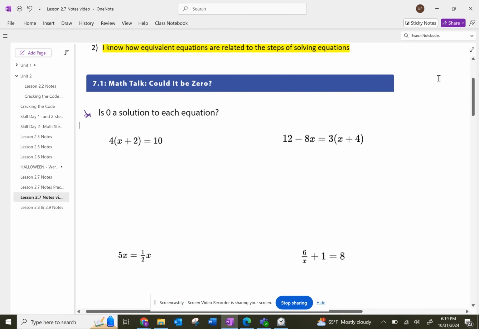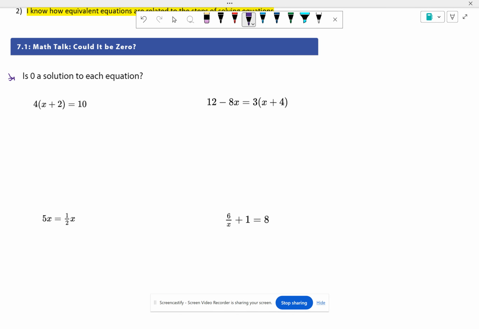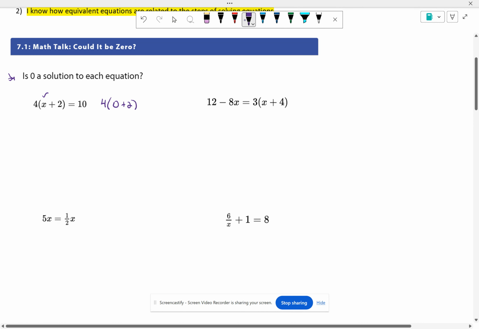Alright, time's up. So, let's see what we did here. If I want to check if 0 is a solution, I've seen 2 main ways students tend to attack this problem. The first is, well, what if I actually replace x with 0? Let's see, does this give me 10? Well, 0 plus 2 is 2, and this parentheses means multiplication. 4 times 2 is 8. That does not equal 10. So, no.